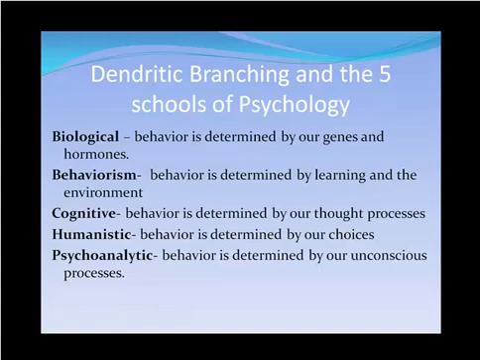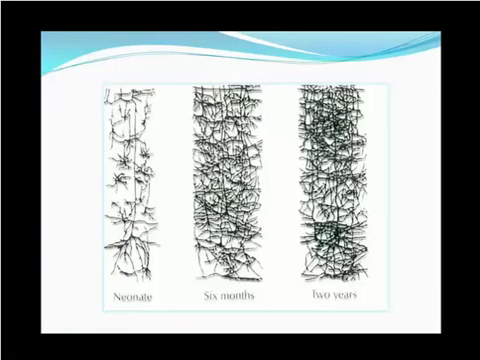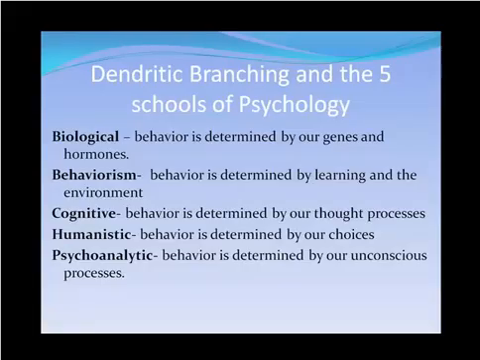So right now we're working on biological psychology, but I wanted to take this opportunity to show you how this dendritic branching right here can give credibility to all 5 schools of psychology. I don't believe that just one of these schools ever has the final say. So let's see. We know that a child is born with most of the nerve cells that they're going to have, and that is genetically determined.